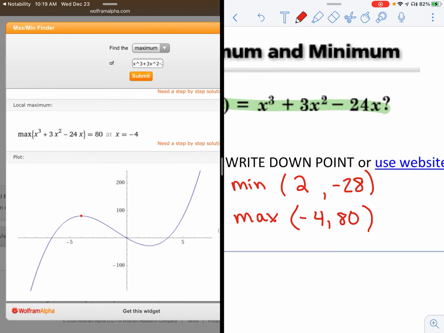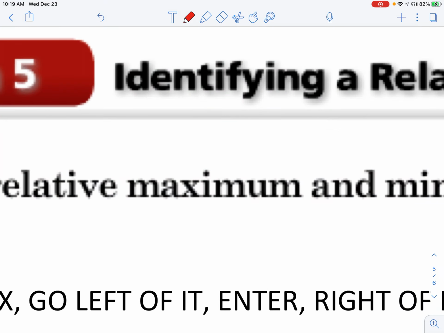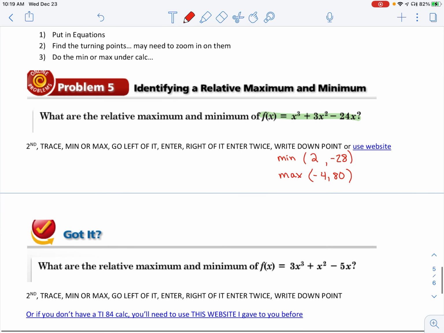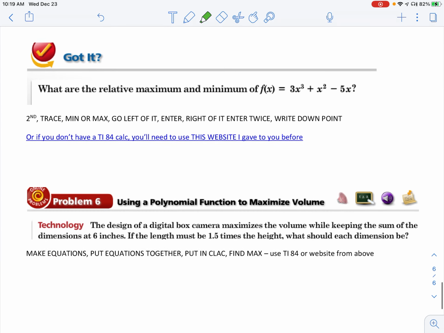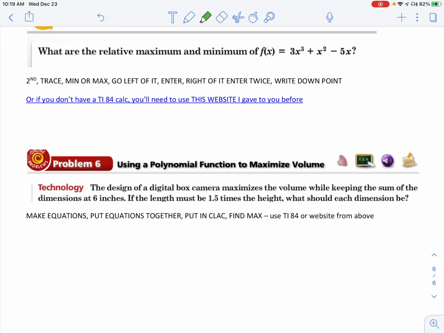And if you take a look, here's a really nice graph. What I really like about this graph is how it really zooms in for you to be able to see things. So that is how to use that outside website to find mins and maxes. If you want to use your TI-84 calculator because you have one, you're going to follow those steps. Let's try that again. So I have the website here. You're going to have this pulled up for yourself during a quiz or during a test.